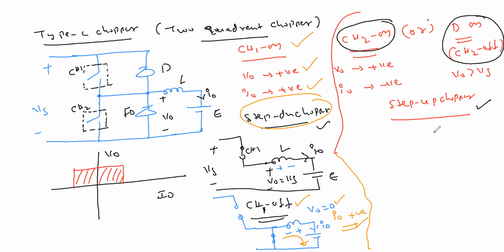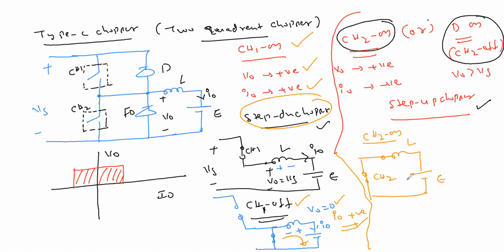In the step up case, CH2 and the diode will come into action. That's what I told you. When CH2 is on, you can see the direction of the current. Current is in the opposite direction. Let me show here. This is CH2, L and E.